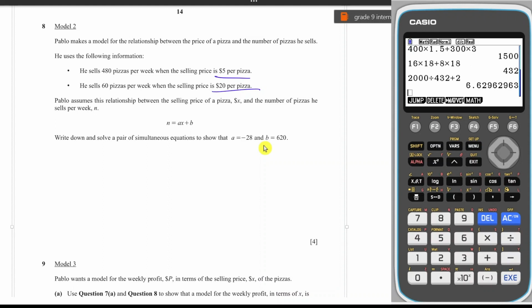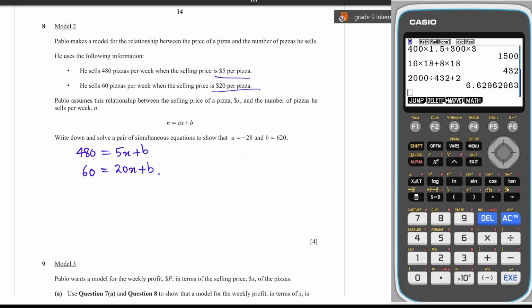So you have to first use the information to frame the equation. So here you have 480 per week, that is number of pizzas, so that is 480 is equal to, now what is a over here? Number of pizzas he sells is n and price is x. So that is $5. So that is 5x plus b. This is my first equation. The second equation will be 60. When it is 60 pizzas, that is 20 per pizza plus b.